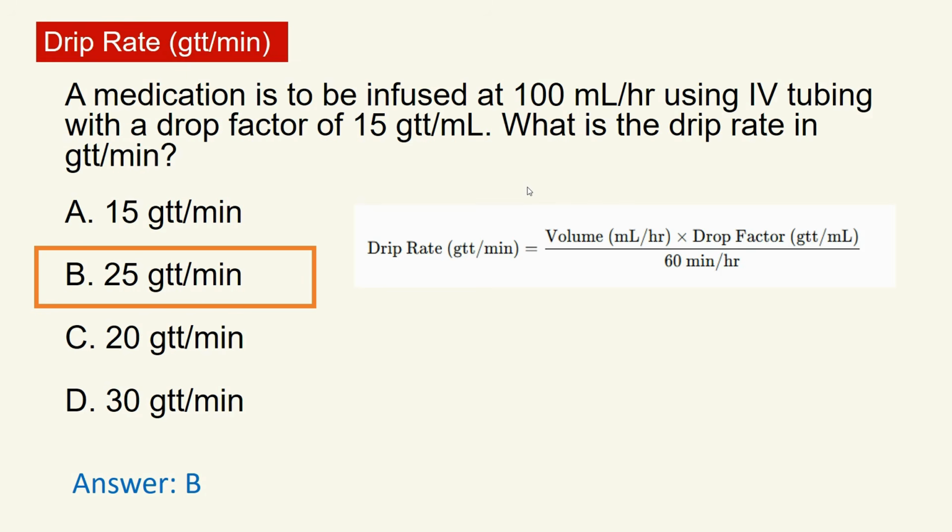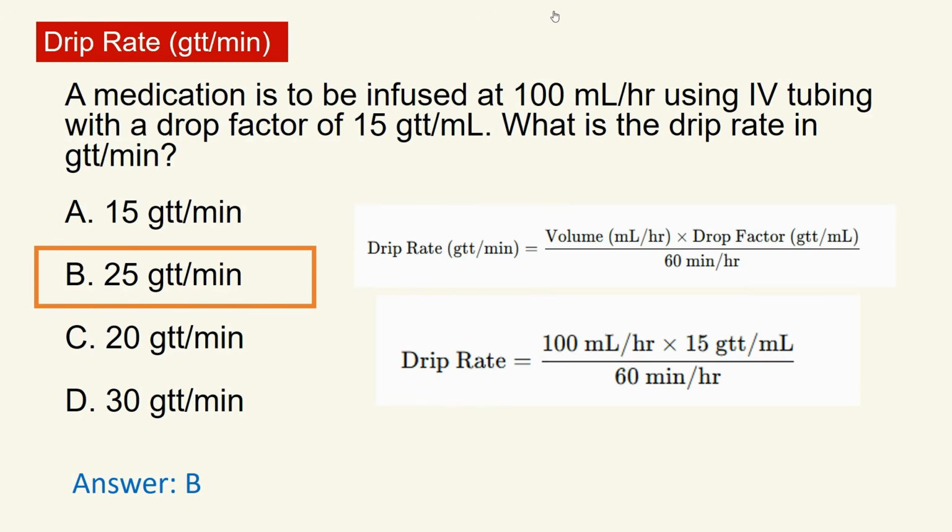We saw before that the formula for drip rate starts with volume. Volume is given here, that is 100 mils per hour, and the drop factor, that is GTT per mil, 15 drops. Since this is given per hour, and answers are always in minutes, you have to multiply by 60 because 1 hour has 60 minutes.